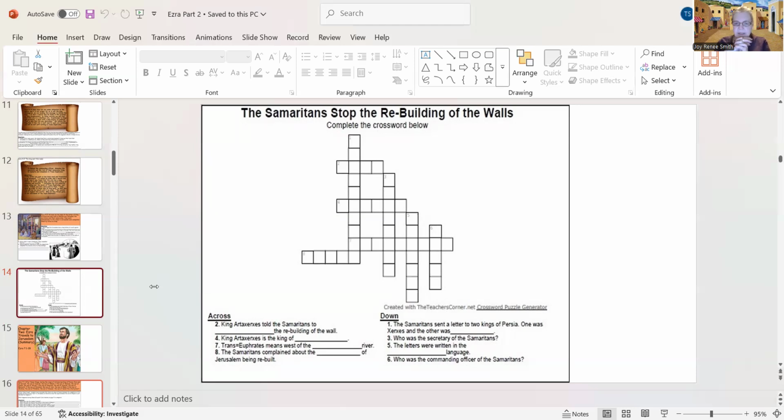1 down, the Samaritans sent a letter to 2 kings of Persia. One was Xerxes and the other one was Artaxerxes. 3 down, well, who was the secretary of the Samaritans? Shimshai. The letters were written in the Aramaic language. And who was the commanding officer of the Samaritans? Rehum. So that's the end of this chapter.